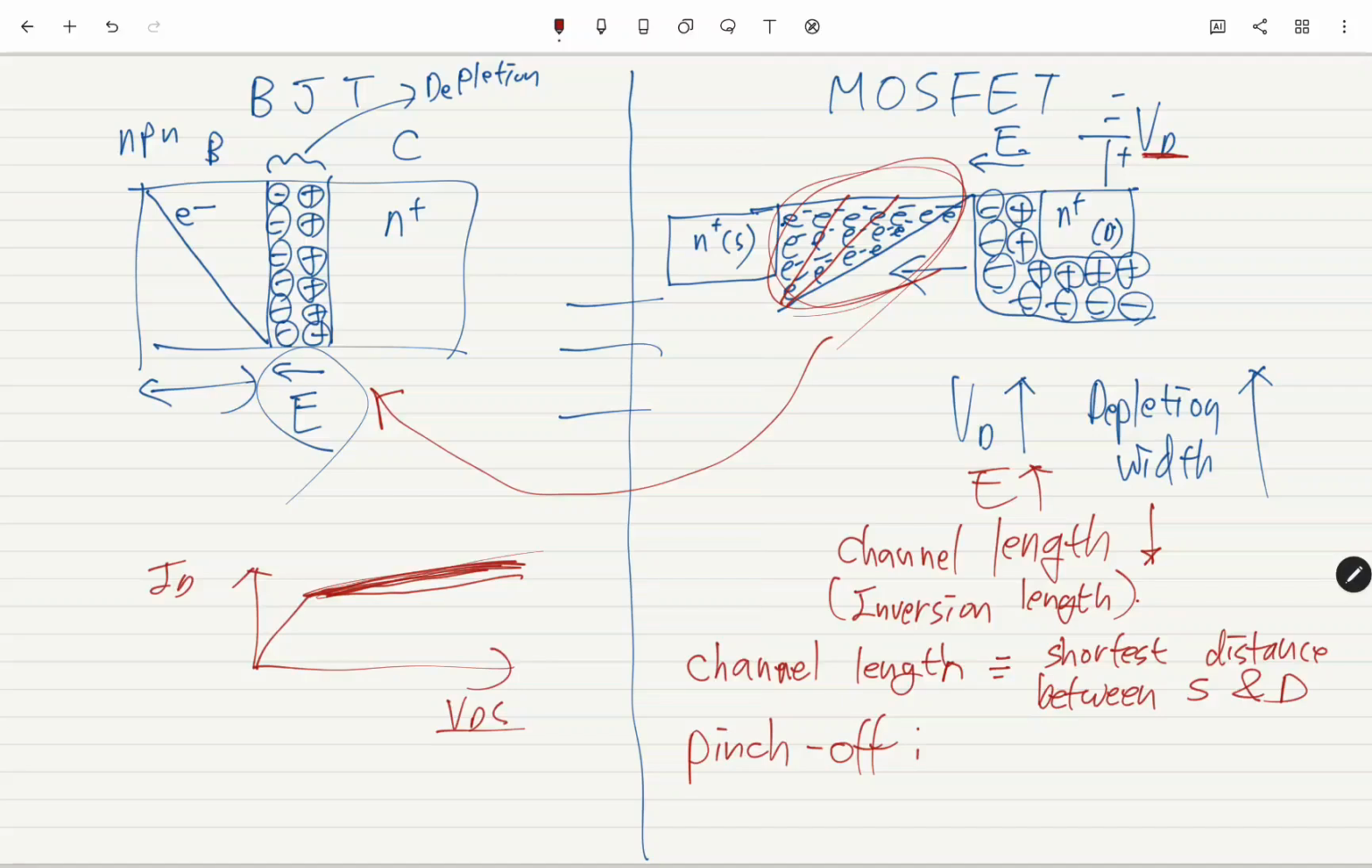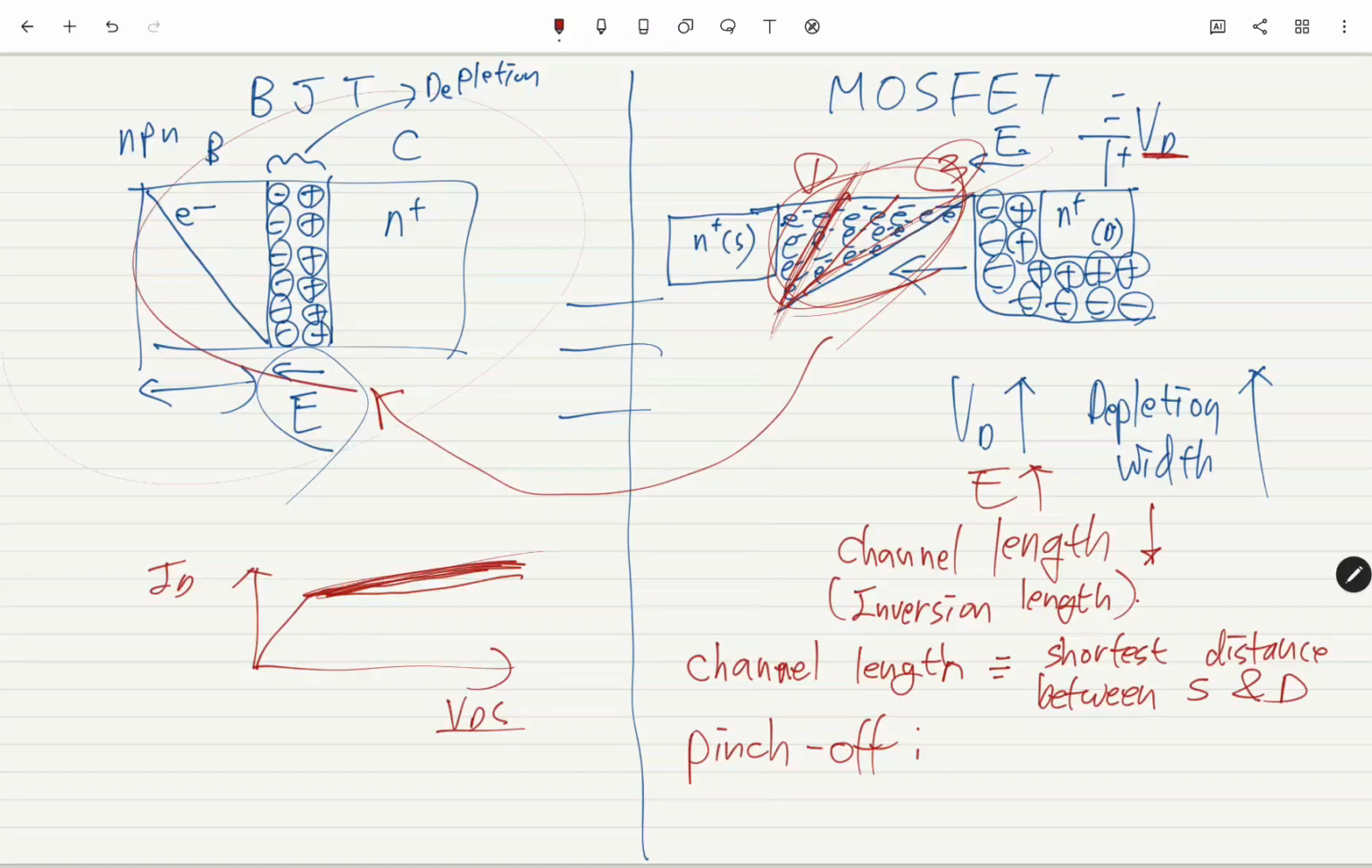No. The number of charges is already determined by VGS, right? Therefore, the number of charges remains the same, but the slope differs as VDS increases. The slope here is steeper compared to this one. Therefore, the diffusion for the first case is greater than the third case. Therefore, the current increases more. Current increases with respect to increase in VDS.